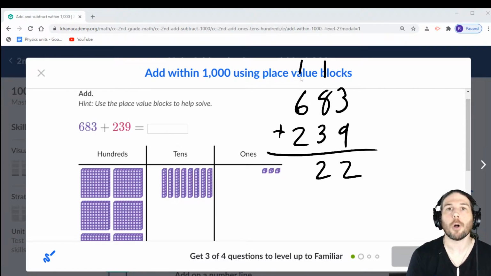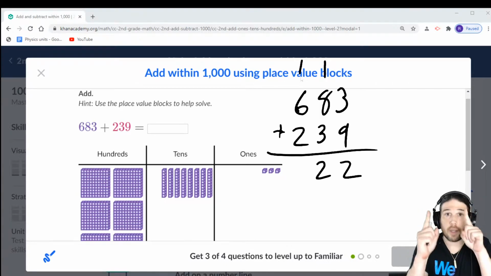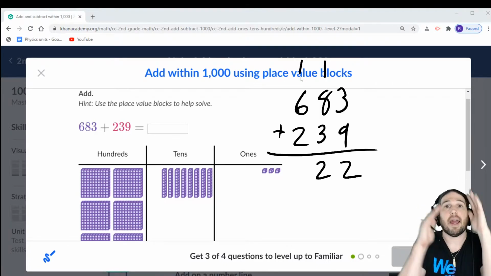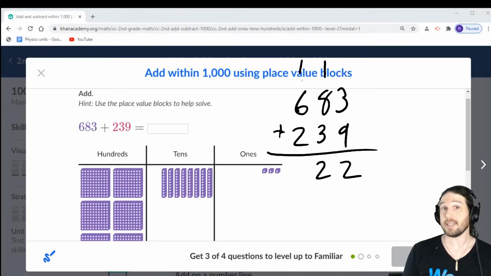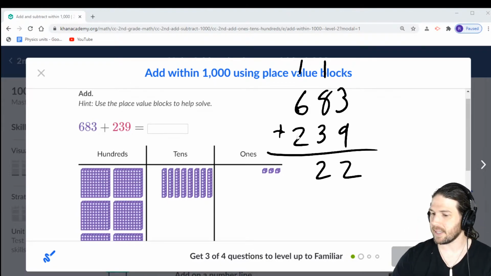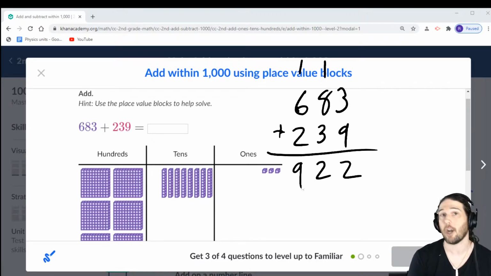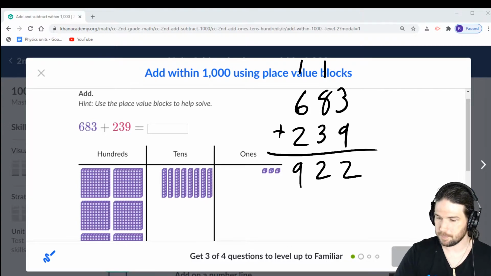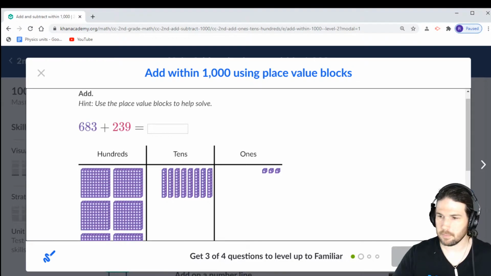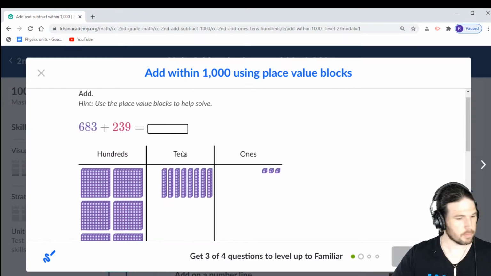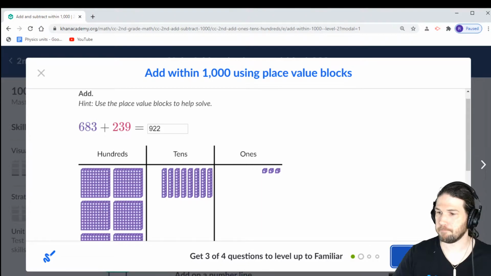So that's the way all of this place value stuff works. We're just taking individual ones and compressing them into a 10, and then we'll take all of the 10s and we will compress them into a 100 when there are 10 of them. So we get 6, 7, 8, and 9 hundreds. Our grand total is 922. Excellent.